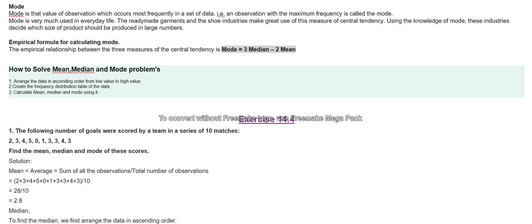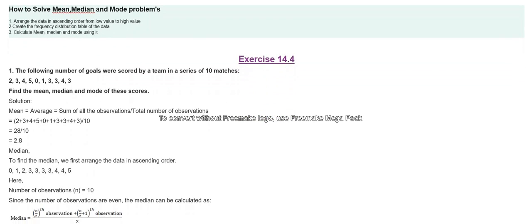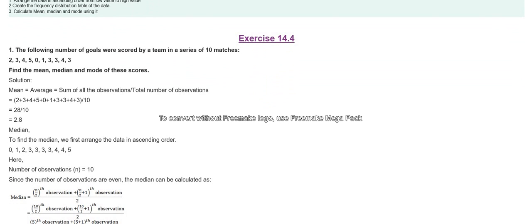It is our exercise 14.4. Just have a look in this exercise. Question number first is there. In this question number first, the number of goals is given to us, and we have to find out mean, median, and mode. So first of all, we have to find out mean. Mean is quite an easier one. You have to find out the sum of all observations and divide it by the total number of observations. Okay, so just check it out here. We have added all the numbers and we are dividing it by 10. So mean is 2.8.